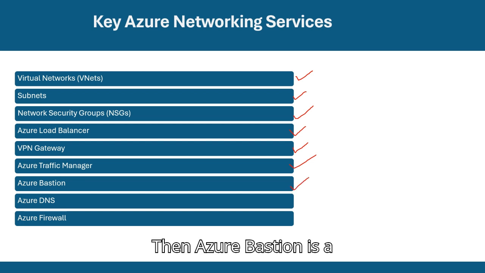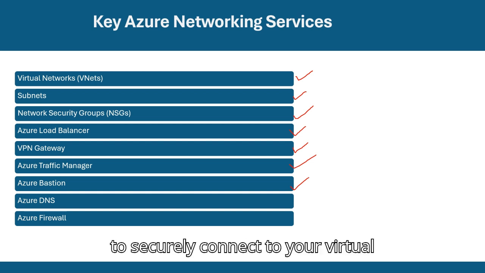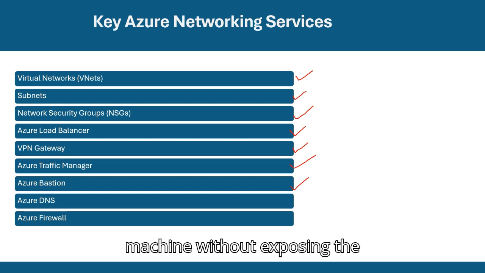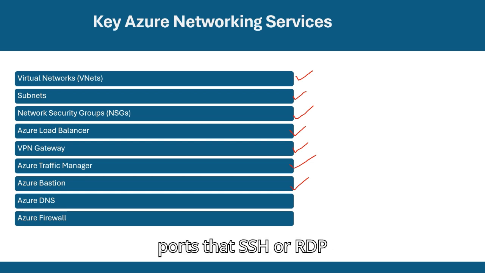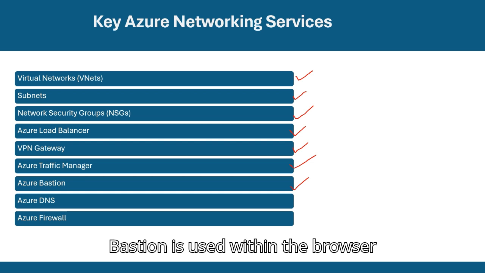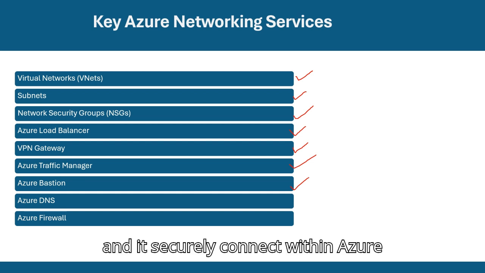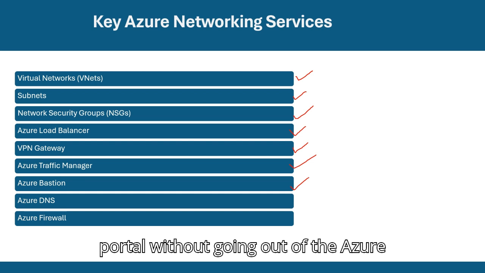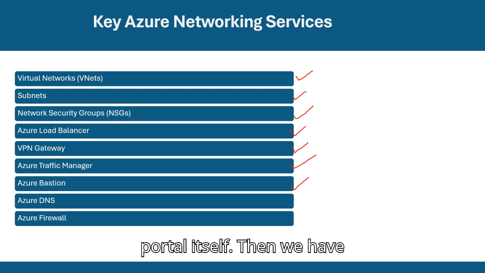Then Azure Bastion is a remote desktop, that's RDP, and SSH connection too, that allow you to securely connect to your virtual machine without exposing the ports that SSH or RDP use to attackers. So Azure Bastion is used within the browser, and it is securely connect within Azure Portal without going out of the Azure Portal itself. Then we have Azure DNS.